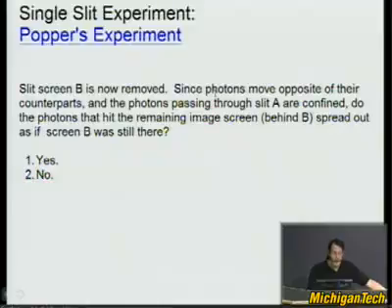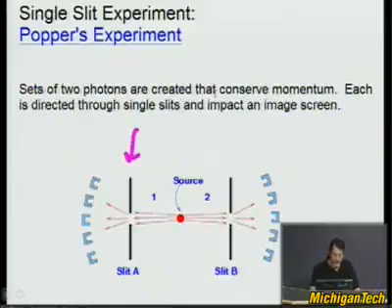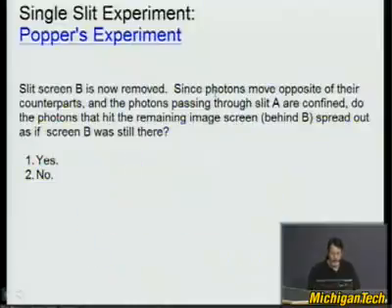Since photons move opposite of their counterparts, because they're created in pairs here, so momentum is conserved, then the photons passing through slit A are confined still. So if you go back, this slit is still there. That's confining the photons. Do the photons that hit the remaining image screens behind B spread out as if slit B was still there?